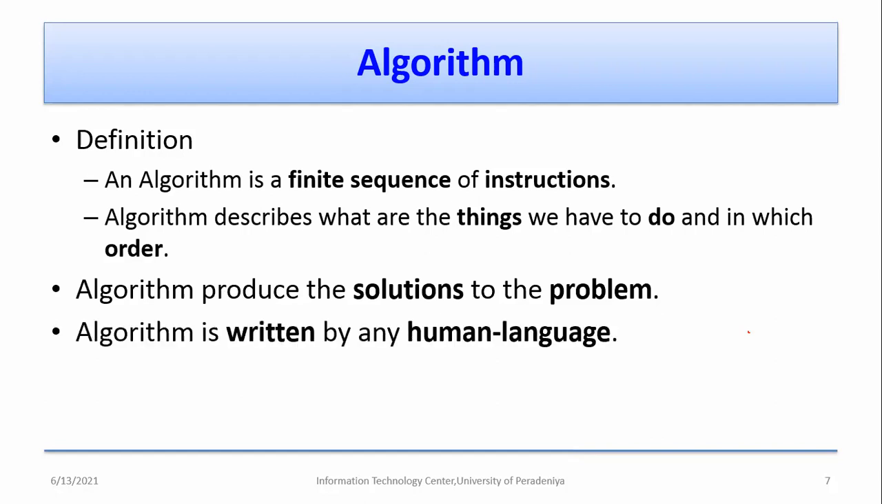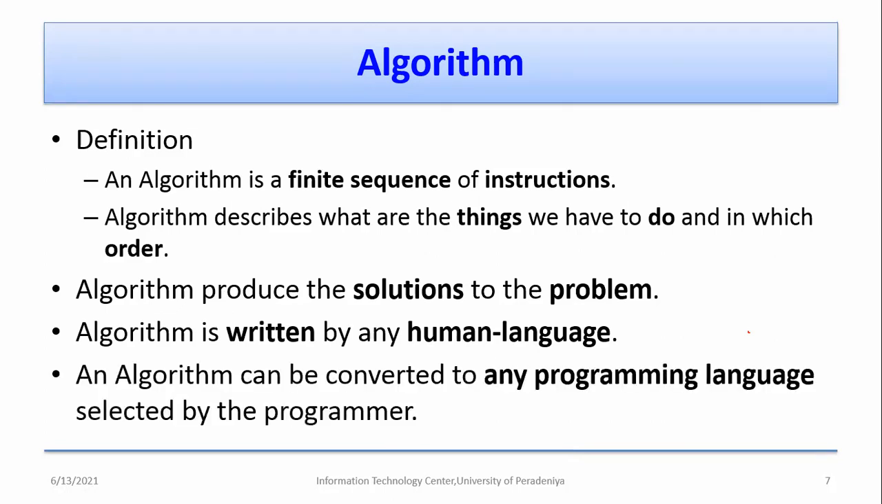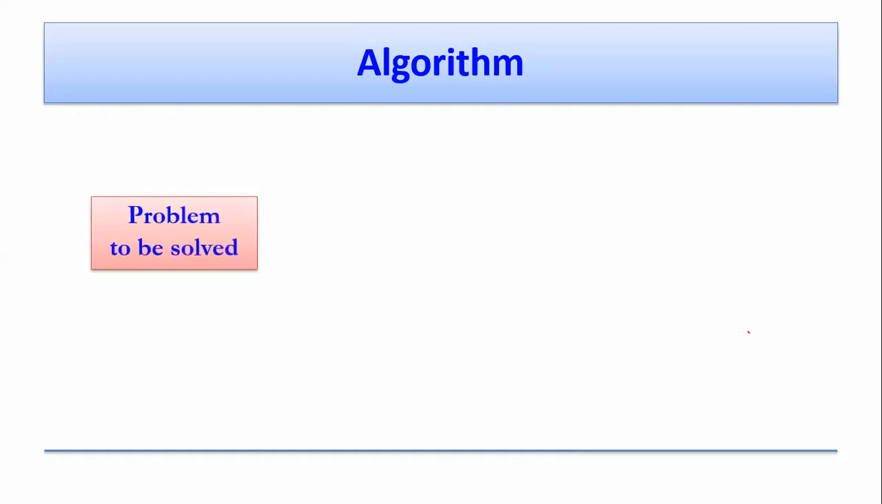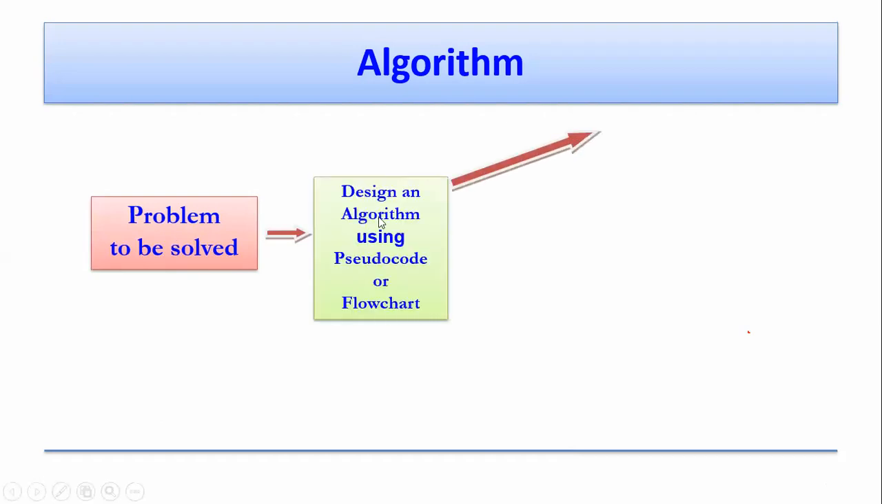The algorithm is written in human language, or what we call natural language. Basically, we use plain English to write the algorithm. An algorithm can be converted into any programming language selected by the programmer. Here is the summary: if there is a problem to be solved, then we have to design the algorithm.